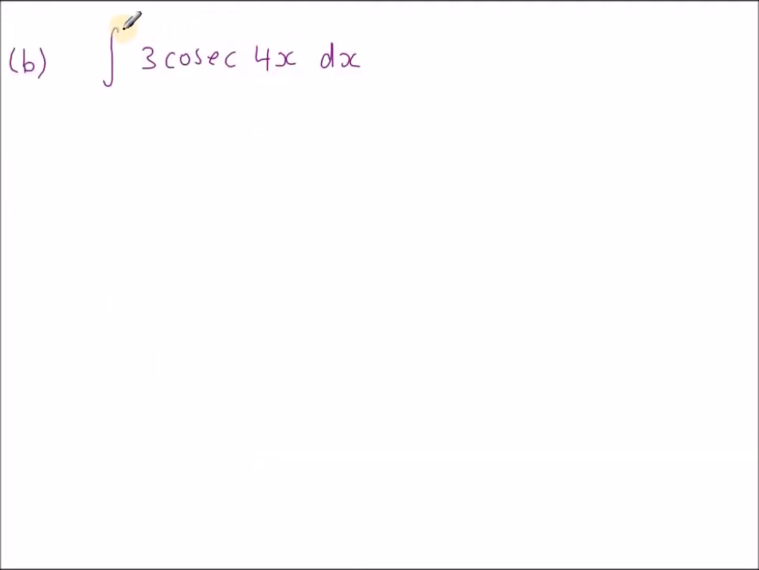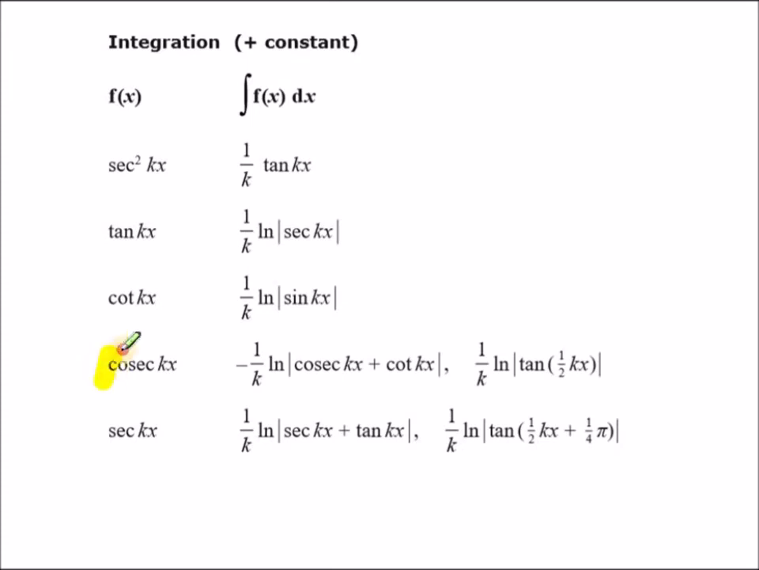So here we're integrating 3 cosec 4x, so we need to find the standard integral for cosec from the formula book. So integrating cosec will give us a minus, and then it's a ln, and then it's cosec plus cot. Or instead of using this, we can use ln tan, but then we have to modify the angle in there. It's not the same angle. Okay, so I'm going to stick with this formula here.